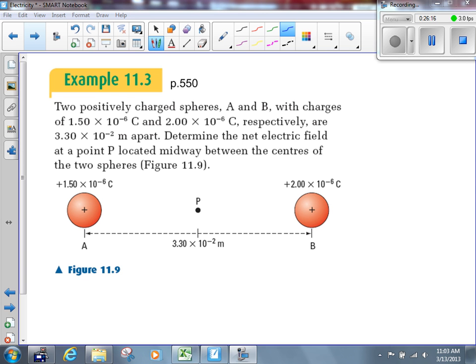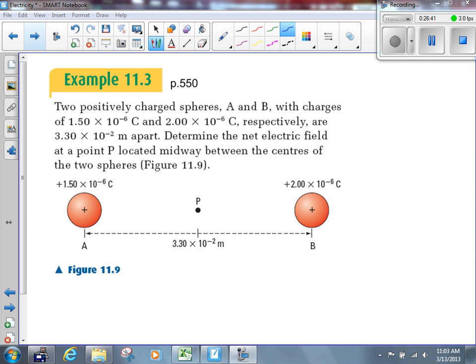Now, the first thing that we're going to do here, this is not unlike some of our Coulomb's law problems, but it's not exactly the same thing either. It's a little bit different. Similar, but not exactly the same thing. First thing we're going to do is draw a diagram. It's not a free body diagram, because free body diagrams show forces. We're going to draw a diagram showing the field. The field caused by A, the field caused by B.